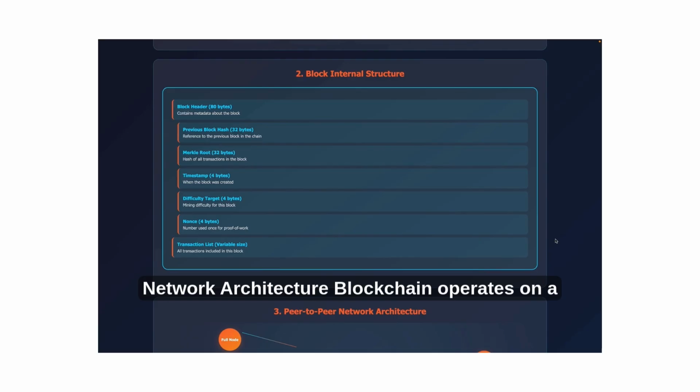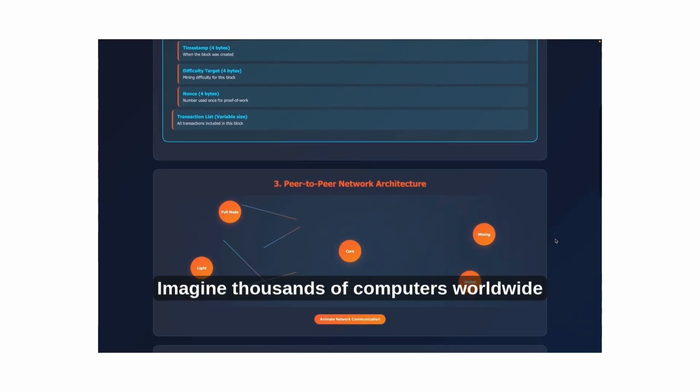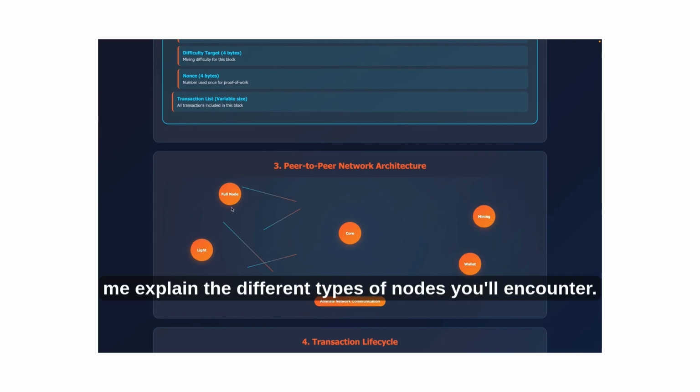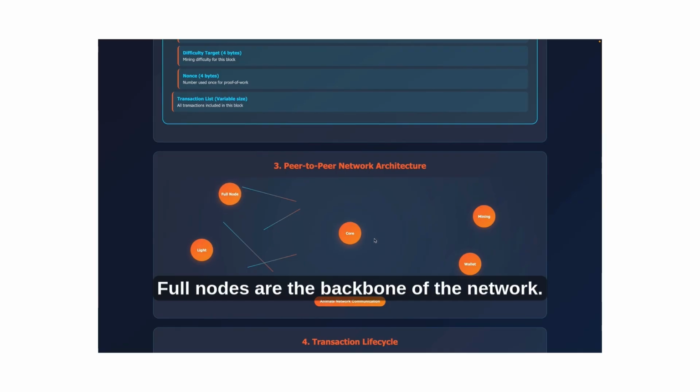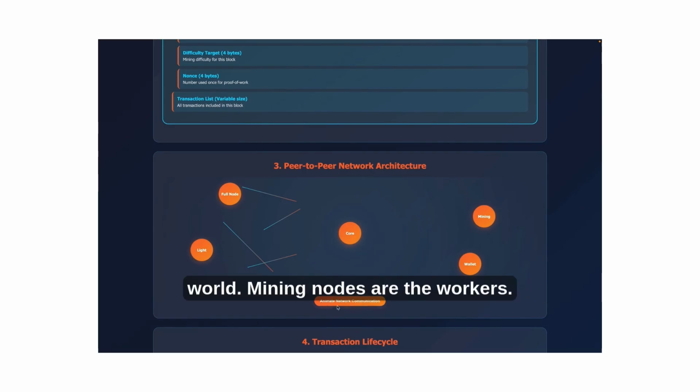Network architecture. Blockchain operates on a peer-to-peer network. Imagine thousands of computers worldwide, all maintaining the same ledger. Let me explain the different types of nodes you'll encounter. Full nodes are the backbone of the network. They store the complete blockchain history and validate every single transaction. Think of them as the security guards of the blockchain world.